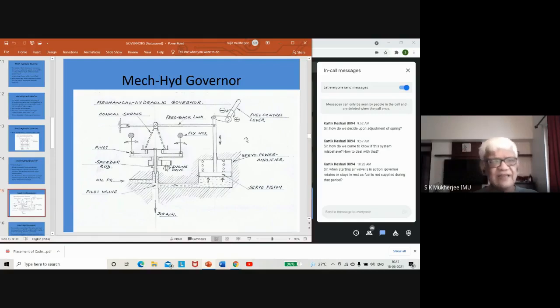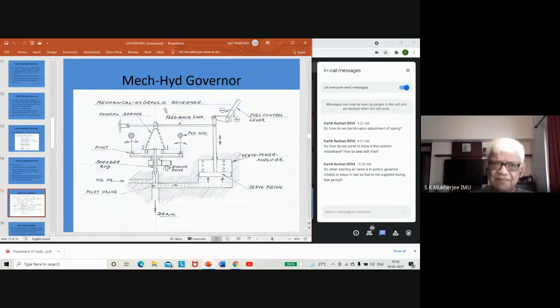So to avoid this hunting, you have what is called a feedback link. This feedback link is also called a speed droop arrangement. Now what happens? Now let's look at it again. Suppose the load on the engine increases, then the flyweights will move inward because the RPM will drop. Moment the RPM will drop, flyweights move inward, this speeder rod is going to go down. As it goes down, the pilot valve will open the oil passage to under the piston and piston will be pushed up. So in the process of pushing up the fuel lever, it is also moving the feedback link to decompress the spring. That means moment this point goes up, it will decompress the spring.